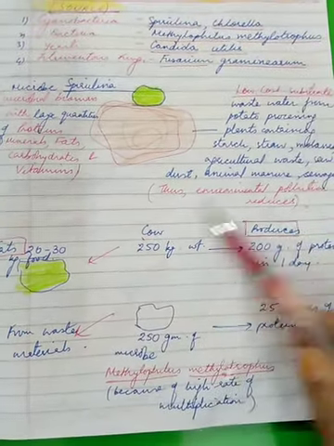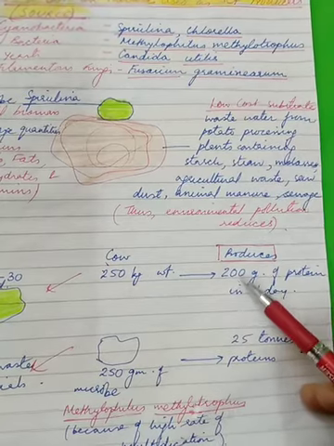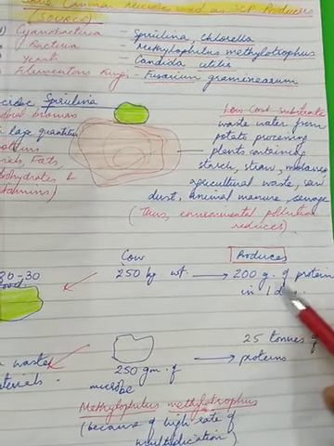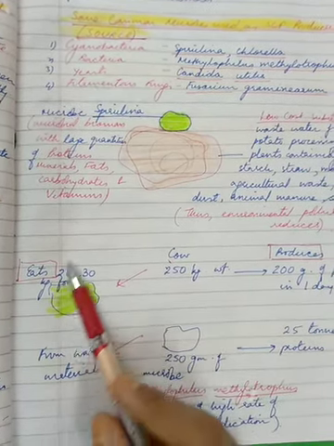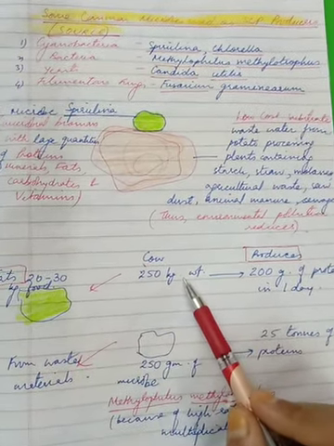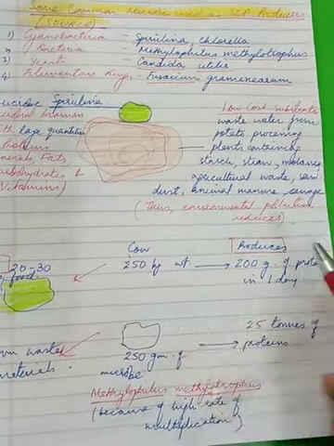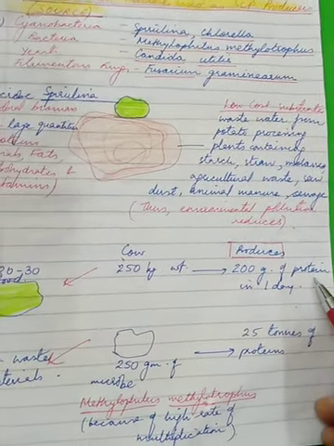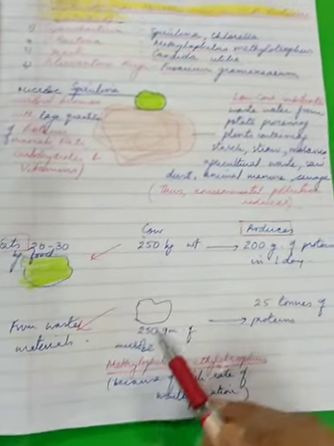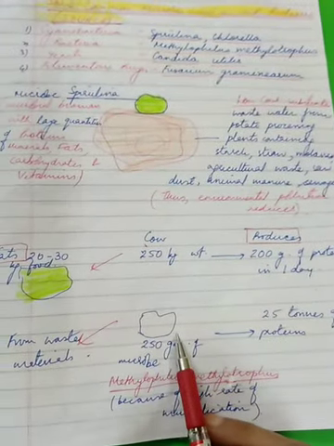And a cow produces daily some 200 grams of protein. That's it. So out of 20 to 30 kilograms of food that were fed to a normal, ordinary cow of 250 kilogram weight, the net output is 200 grams of proteins only. Now, see the alternative to this.